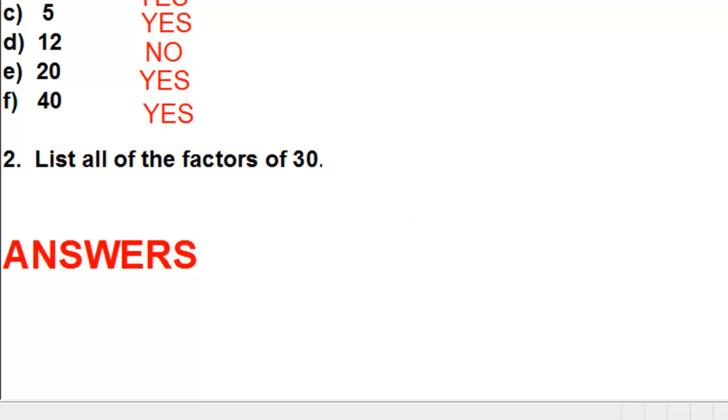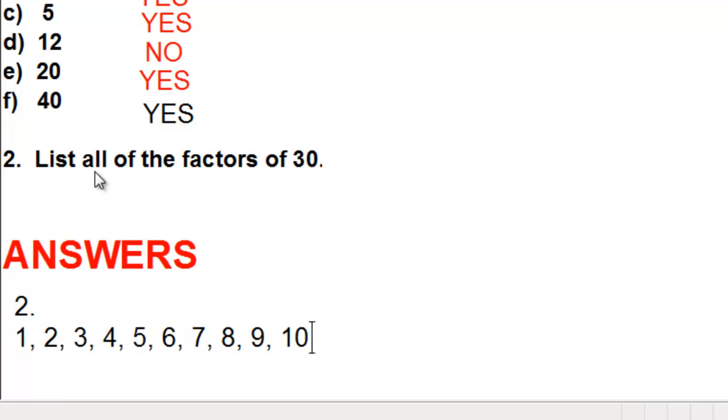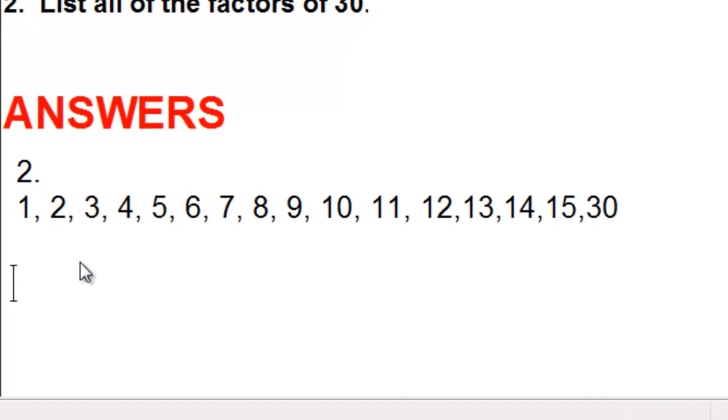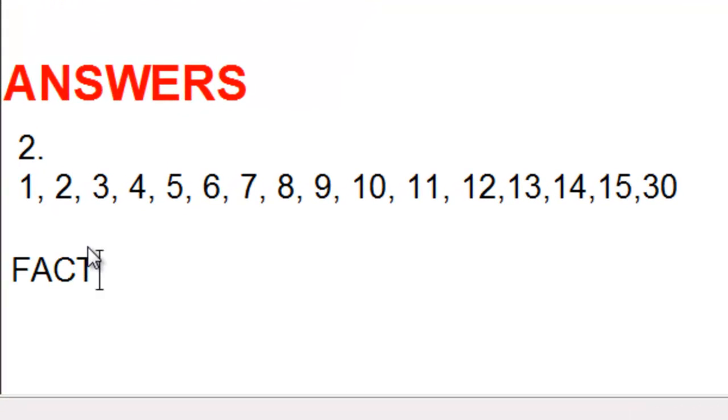Now, in number 2, list all the factors of 30. Okay, so we're going to list all the numbers up to 15, because 15 is half of 30. And then 30 itself. So now, to get the factors, we go through this list and we see if 30 is divisible by that number.